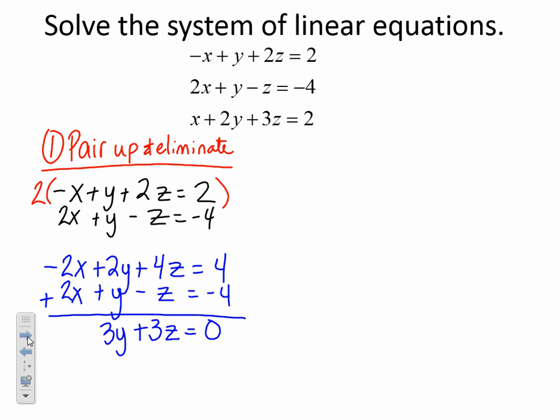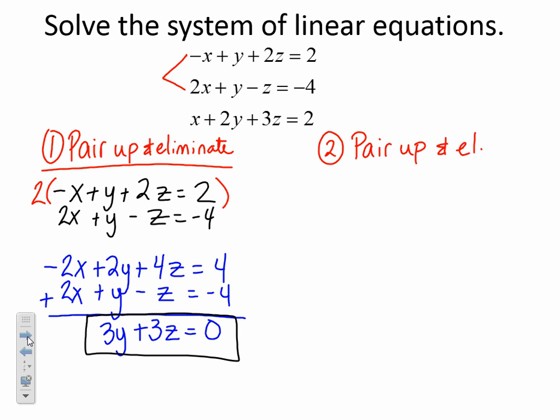So I'm going to go ahead and put a box around this. This is an important step in our work. What we've done is taken two equations that had 3 variables and turned it into one equation with 2 variables. That's an important part of our process. So what we did is, again, we paired up the top one and the middle one. We haven't done anything with that third equation. So step 2 is going to be to pair him up with somebody and eliminate the same variable.